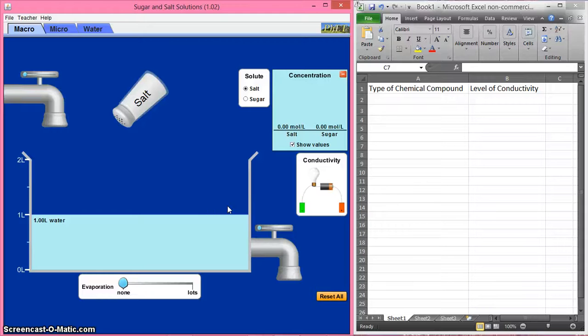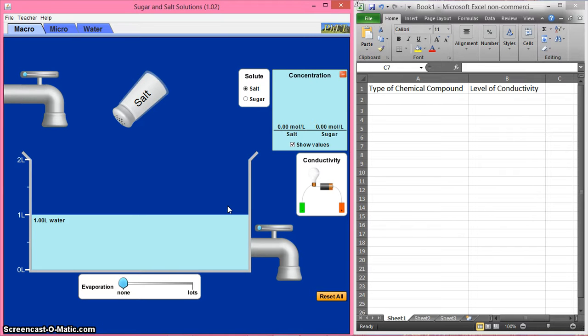I'm going to be investigating what happens to the light bulb on the electrical circuit when different chemical compounds are added to the water. I predict that if salt is added to the water with the electrical circuit, then the light bulb will start to glow. When sugar is added to the water, the light bulb will not glow because the physical properties in the sugar compound result in a low electrical conductivity.